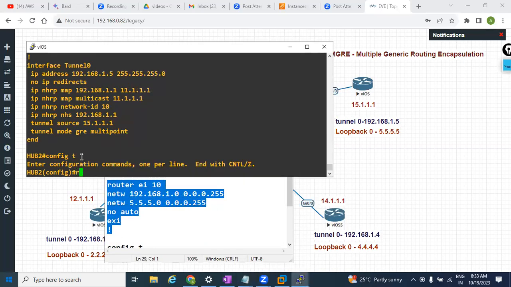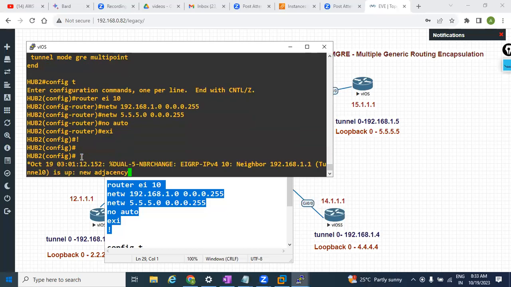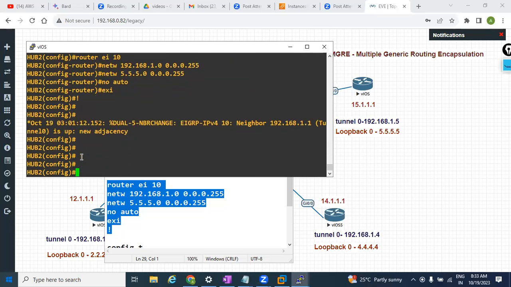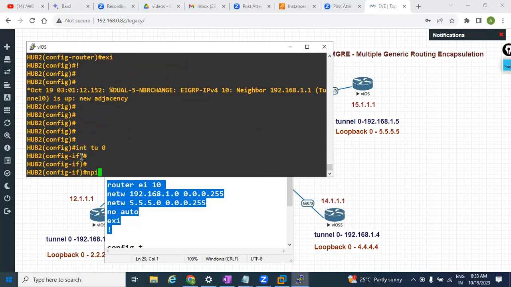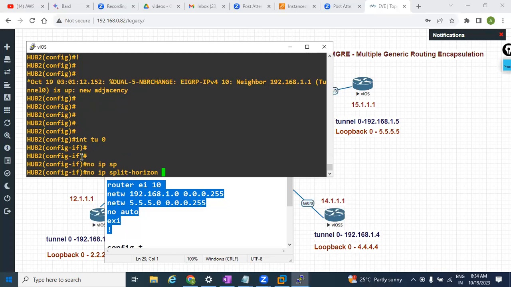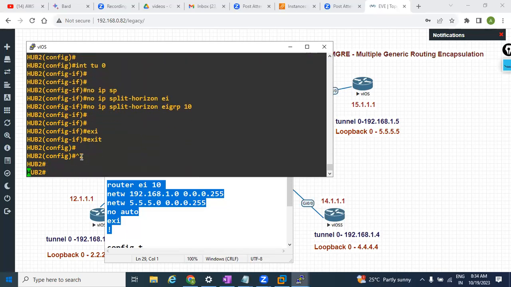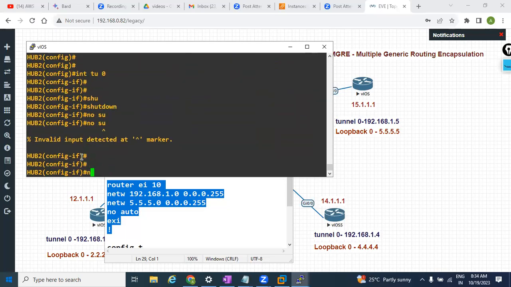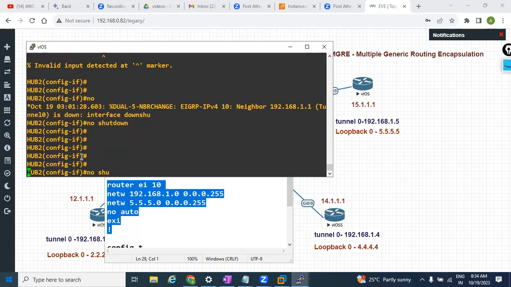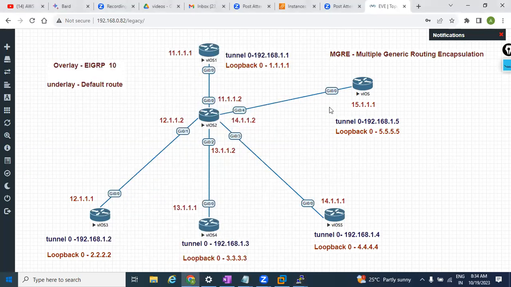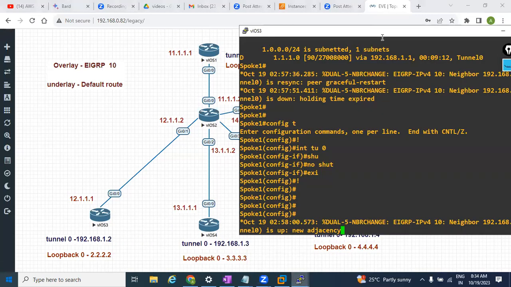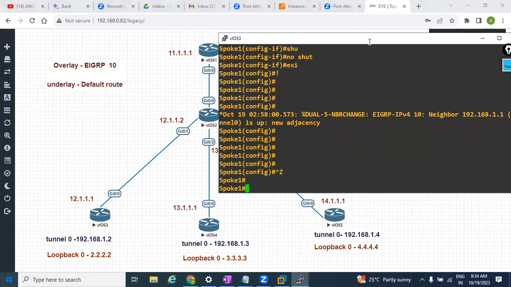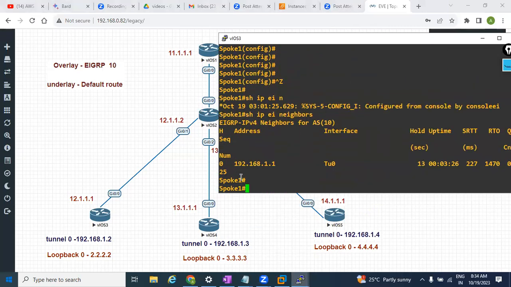Okay, now just define it. Neighborship is up. On interface tunnel 0, just no IP split horizon EIGRP. Interface tunnel 0, make it shut and then no shut. Just let it be here now. So here one more EIGRP neighbor would be added, and who would be the neighbor? This one. Meanwhile, go to spoke 1, and now show IP EIGRP neighbor. Only one is the neighbor here.